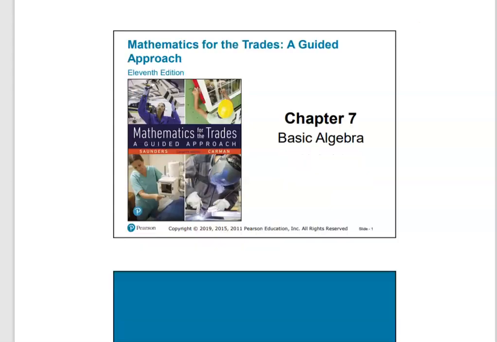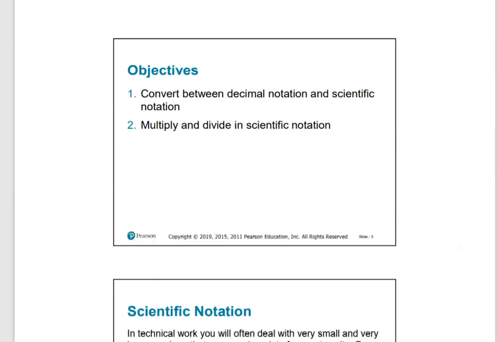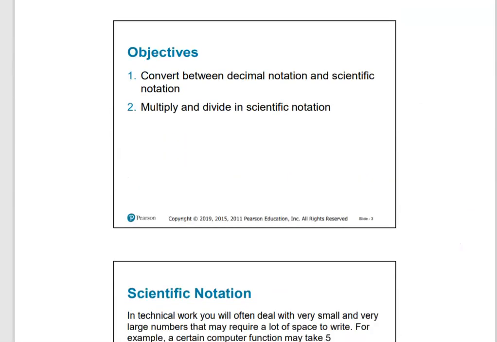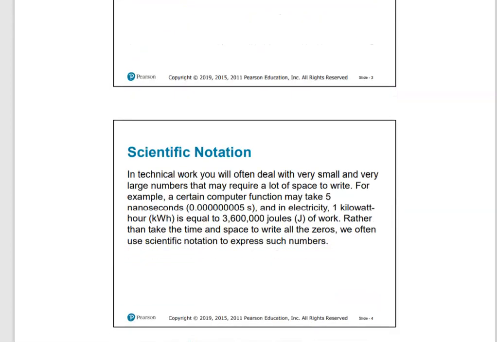Okay, so this is the end of chapter 7, and we're in section 8. We're going to talk about scientific notation. We're going to convert between decimal notation and scientific notation, and we're going to multiply and divide in scientific notation.